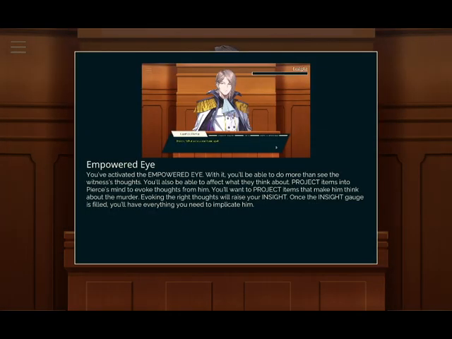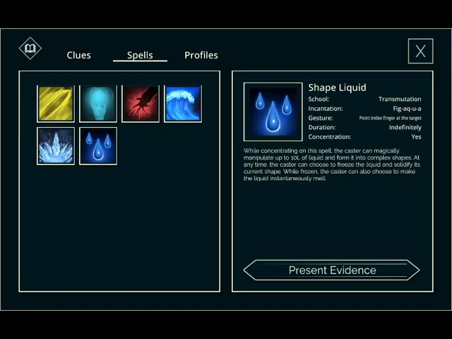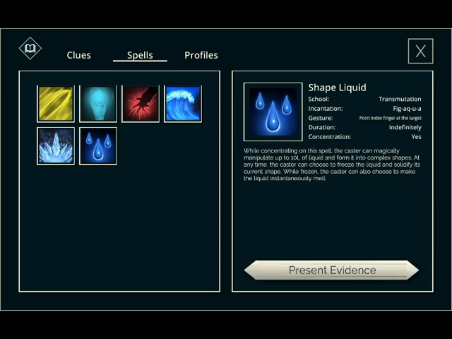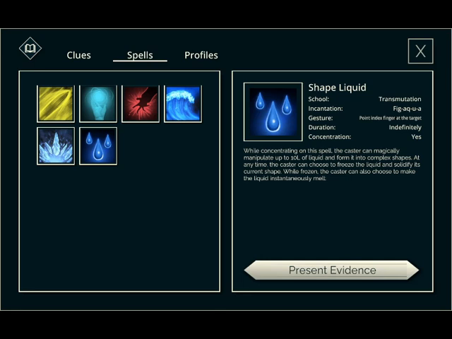We have gained the ability to project items into his mind. If we get him thinking about the murder weapon, or about the murder at all, we might be able to get enough insight to implicate him. So, we know what his weapon was, kind of. We know he used magic to commit the murder. So, let's go ahead and present this.